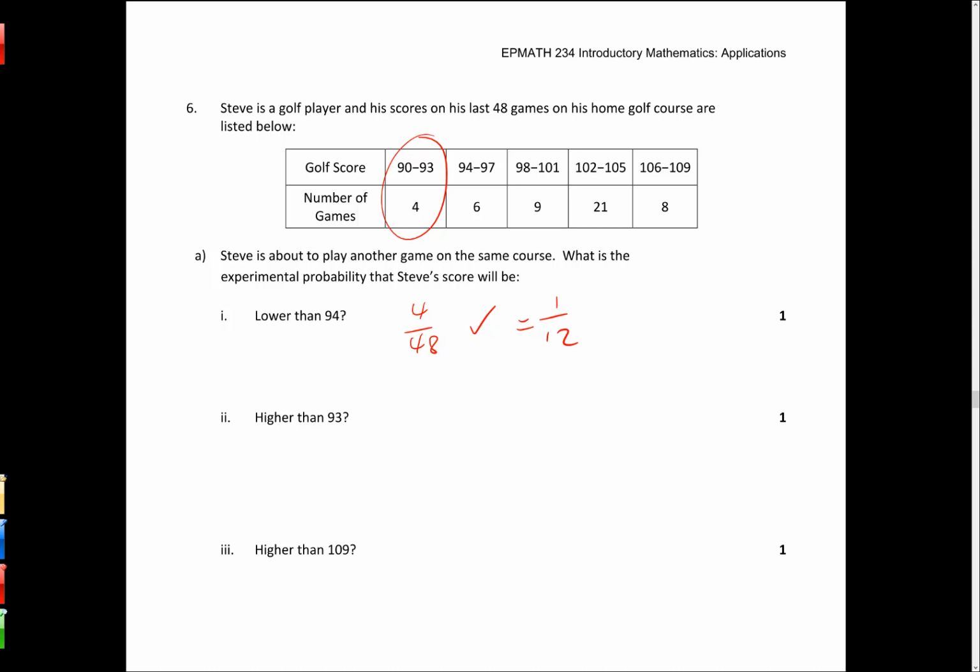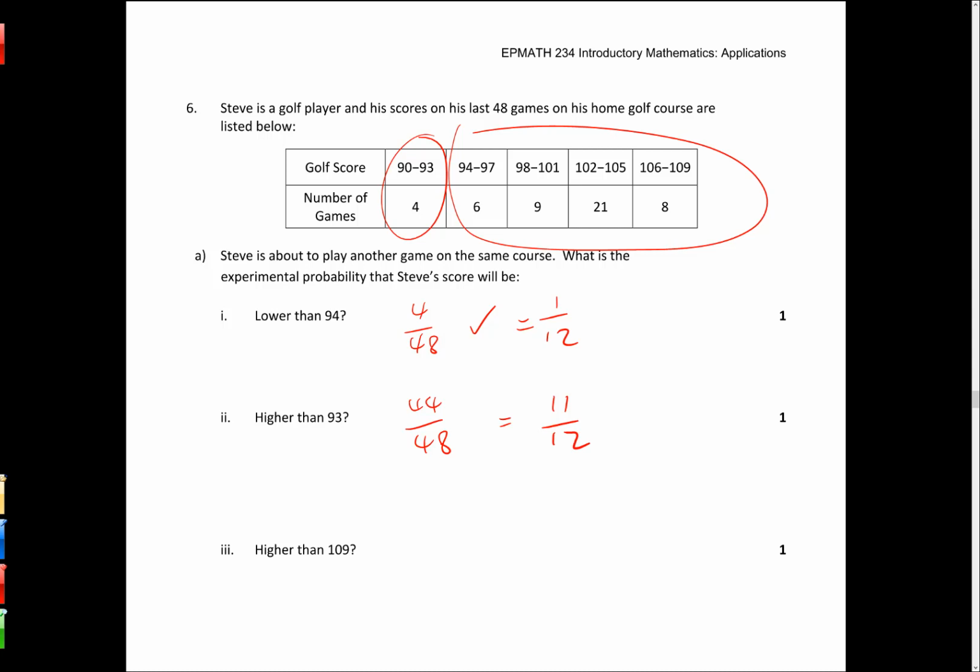Higher than 93? Well, that's everything else. Everything else here is higher than 93. So I can add them all up, or just know that it's the rest of the games, it's 44 out of 48. That's what it'll add up to. Or I can call it 11 out of 12. So I can either do 1 minus the answer we already had, or just add them up.